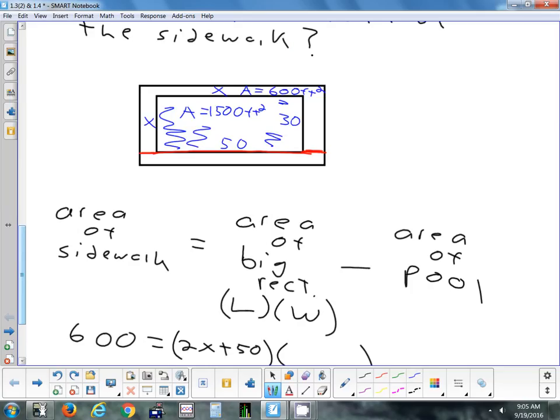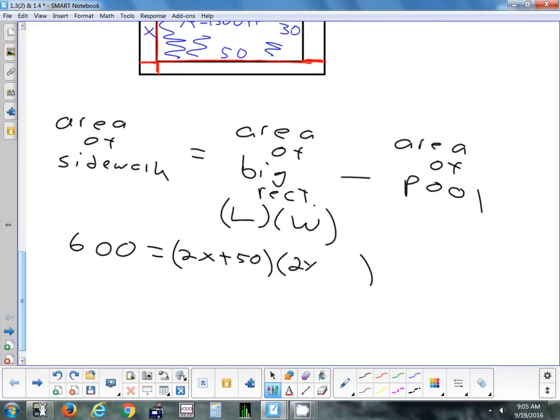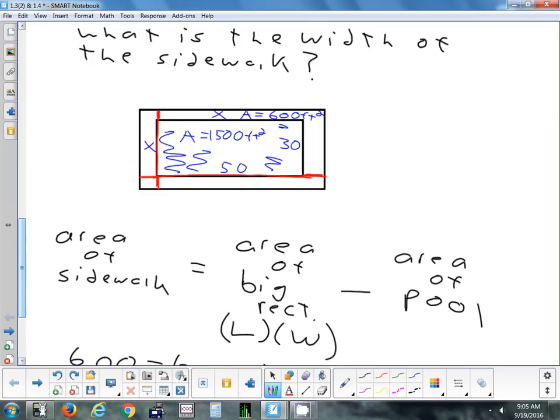Curtis, tell me the width. X. Yep. Or x, 2x plus 30. So you've got x on the top, x on the bottom, plus 30. Exactly what he just said, 2x plus 30. And if you take the area of that big rectangle and then subtract the area of the pool, we will have the area of the sidewalk.